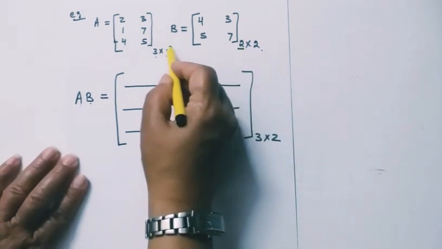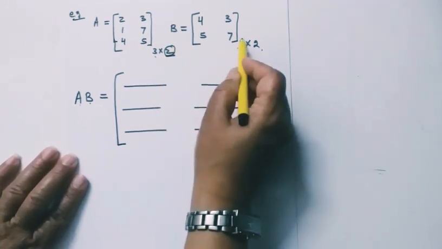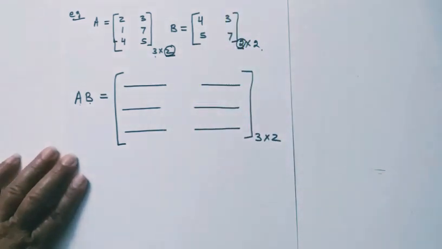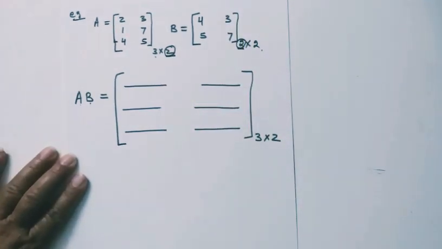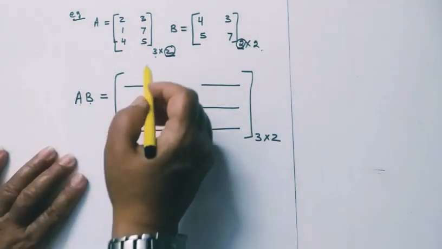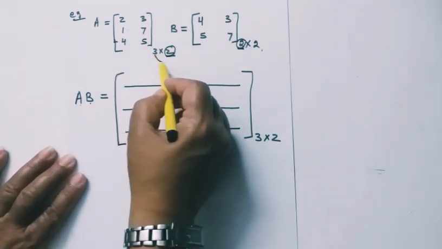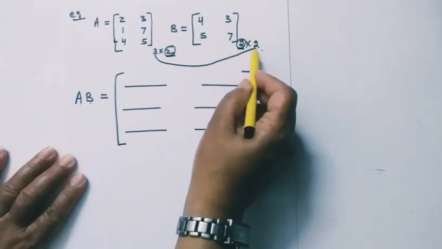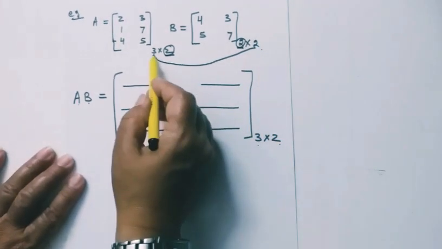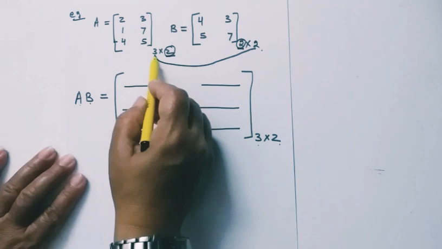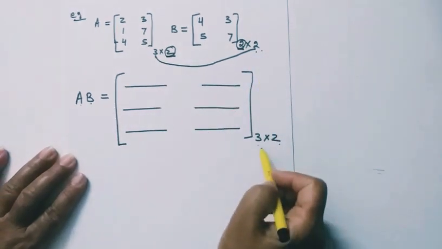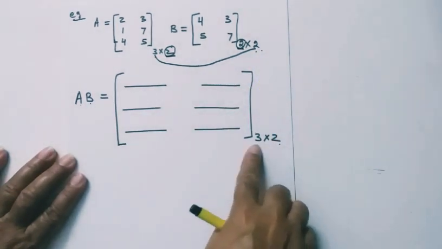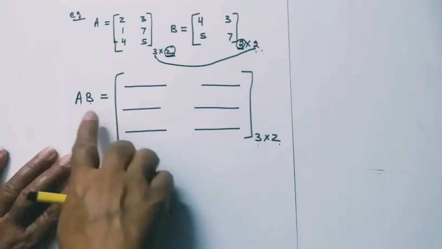So this number should be equal to this number, and it is there. So we can multiply the two matrices A and B. And what is going to be the order of the product AB? The order of the product AB is going to be 3 by 2, that is number of rows of A cross number of columns of B. So that gives us the structure of the matrix AB.